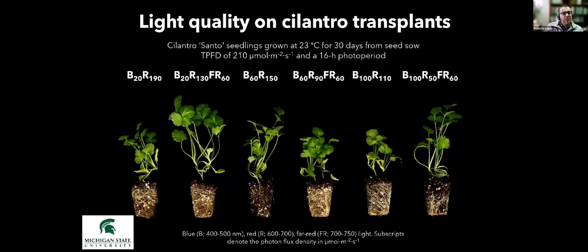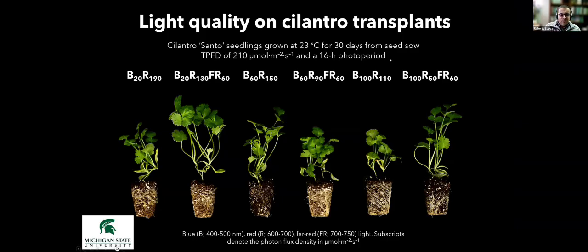So here's some preliminary work where we're looking at cilantro transplants. Again, these were grown indoors under various light qualities. So they provided 210 micromoles of light over a 16-hour photoperiod. And then these numbers represent, again, that 210. So of course, here they used 20 micromoles of blue light and 190 micromoles of red light.